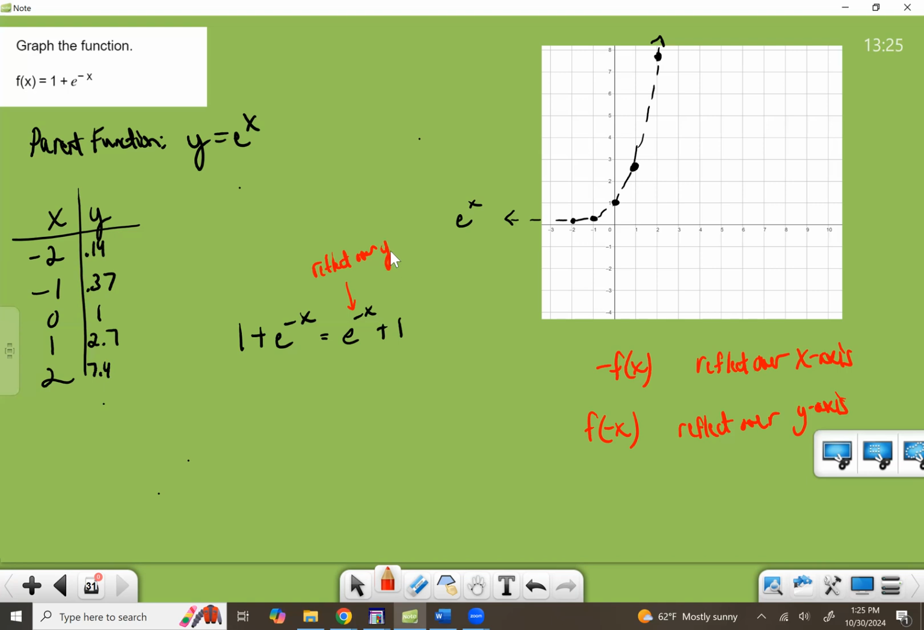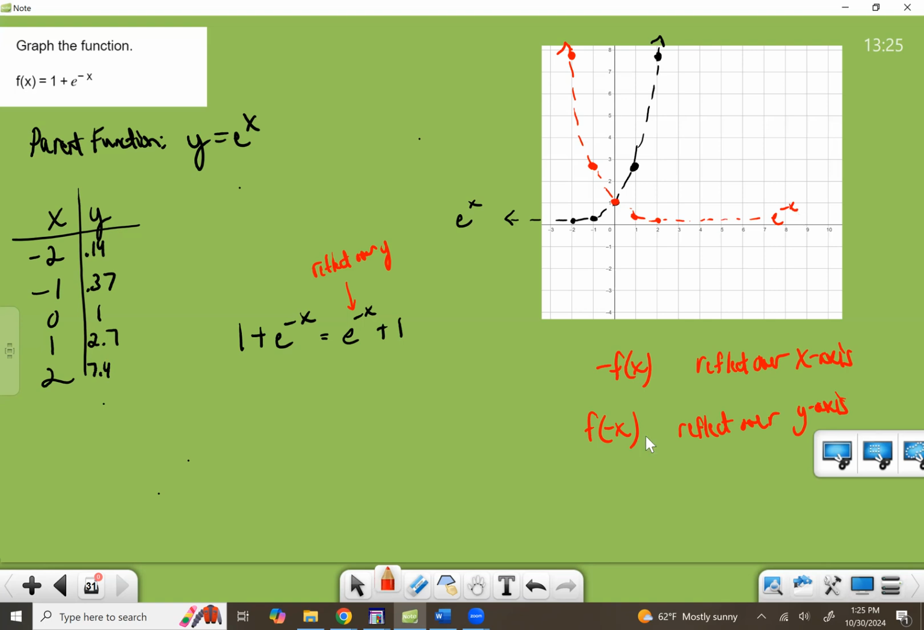So I'm going to take all of these points and reflect them over the y-axis. Oops, I'm doing it over the x, aren't I? Just kidding. I'm going to take all these points and reflect them over the y-axis. So this would go here. This one will stay. This will go here. This one will go over here. And this one will go right there. So here is a reflection of that graph over the y-axis. What we're technically looking at now is e to the -x.